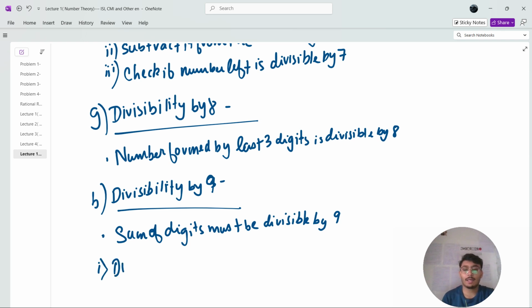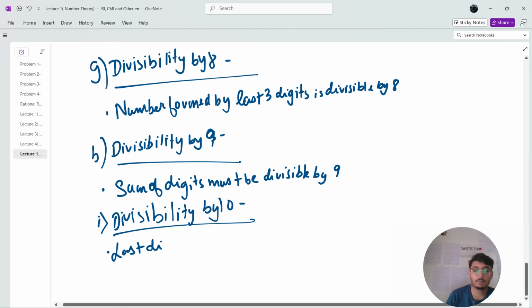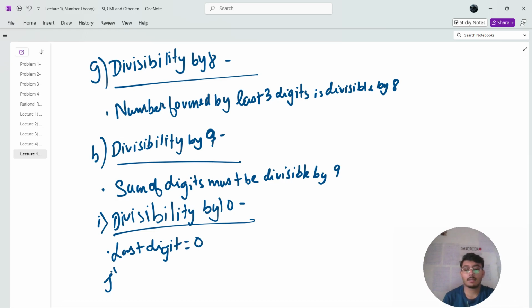And divisibility by 10, the easiest one. Last digit must be 0. Next comes J.